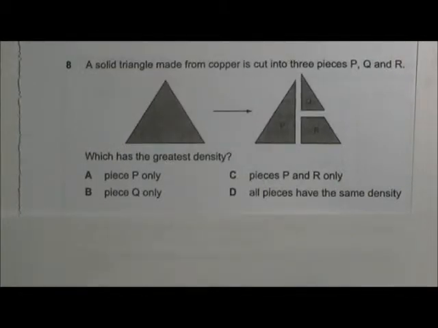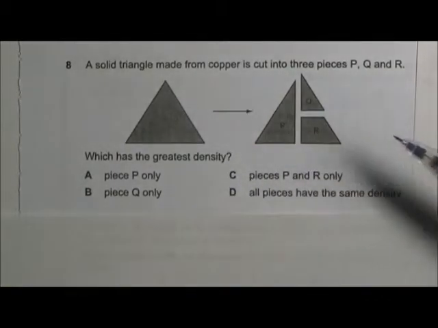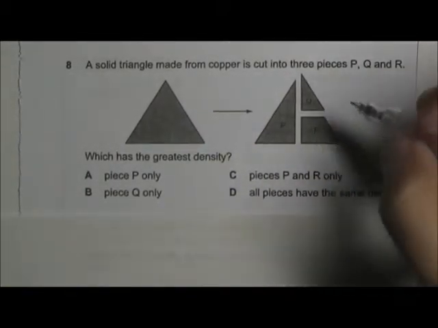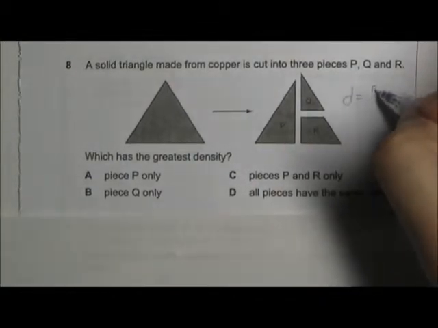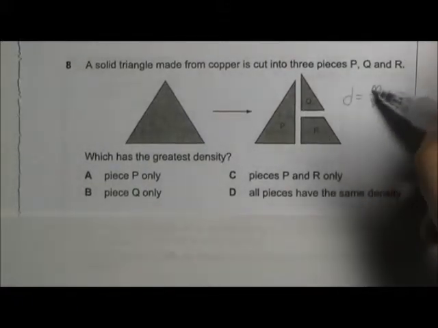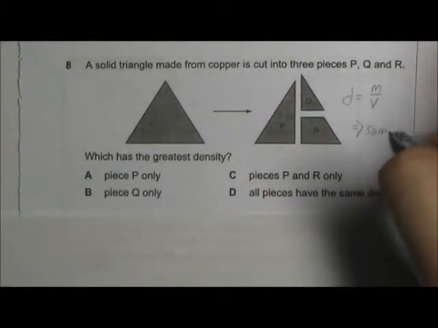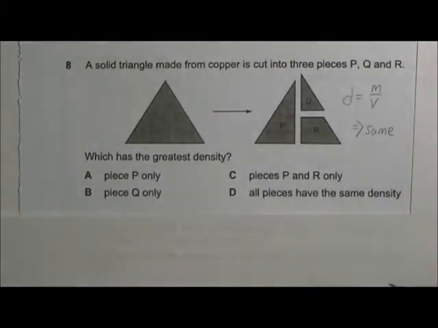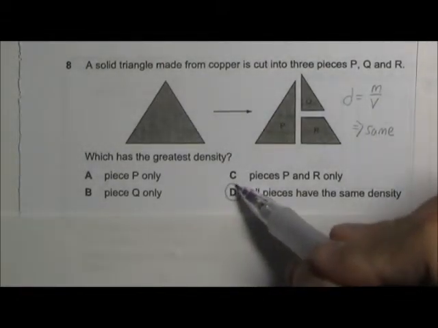Okay, in this question, we are being asked the density change when a big triangle is being cut into 3 smaller pieces. Okay, let's revisit the formula of density, which is density is equal to mass over volume. So for the smaller pieces, the mass will decrease and the volume will decrease with it. Hence, there will be no change in the density as long as the material is the same. So the answer should be D.